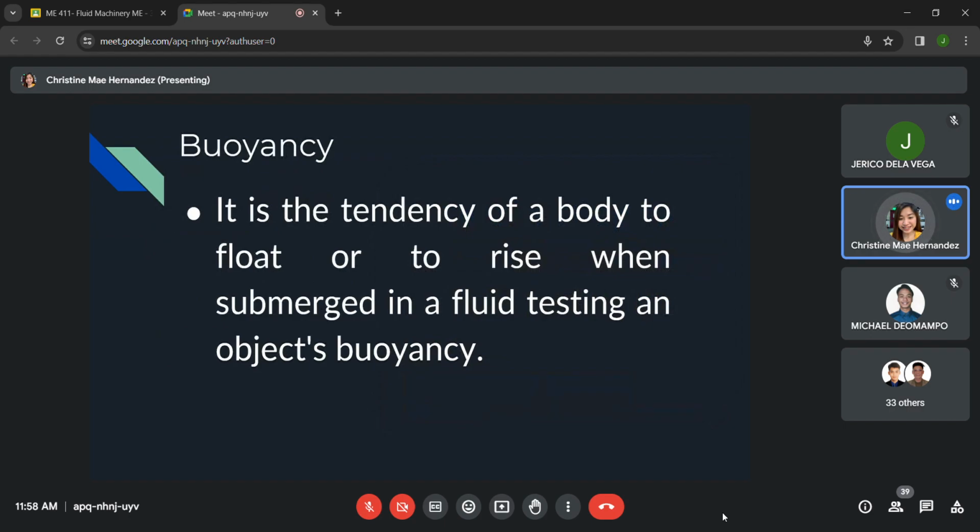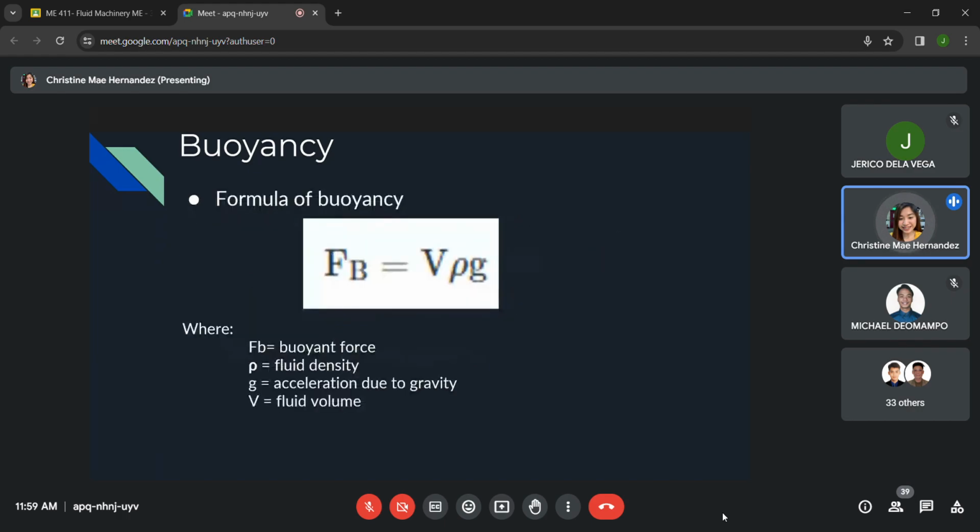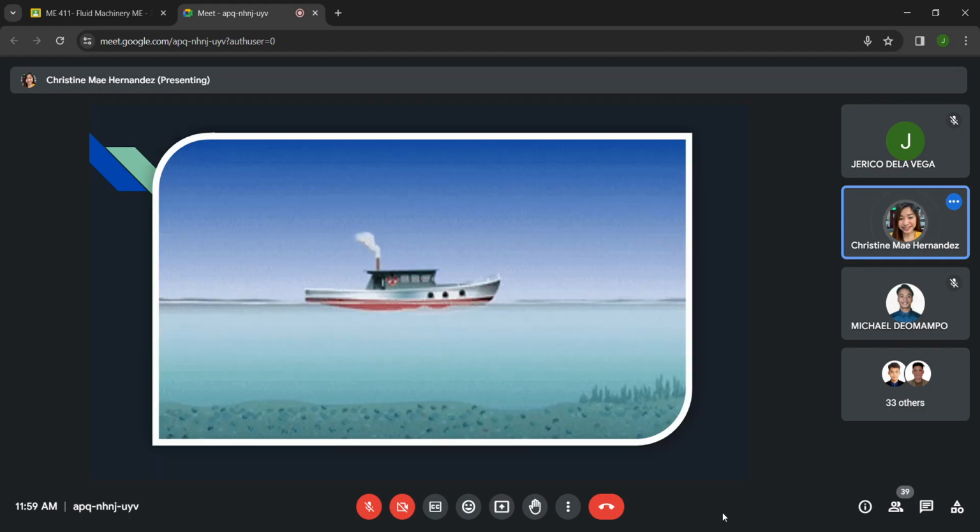Next one, buoyancy. It is the tendency of a body to float or to rise when submerged in a fluid. The power of a fluid to exert an upward force on a body placed in the water is called buoyancy. So upward force yun na ang buoyancy natin. Meron tayong formula for buoyancy: buoyant force is equal to fluid volume times fluid density times gravitational acceleration. Yan, yung example ng ating buoyancy.